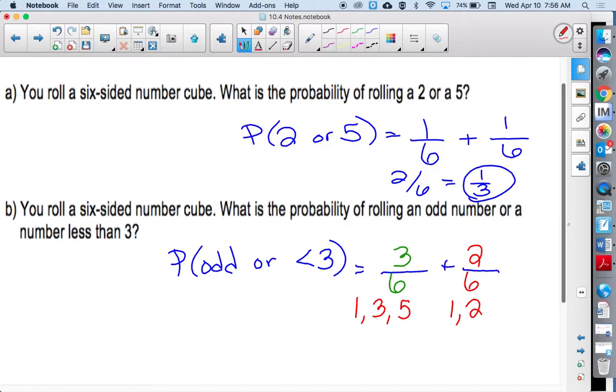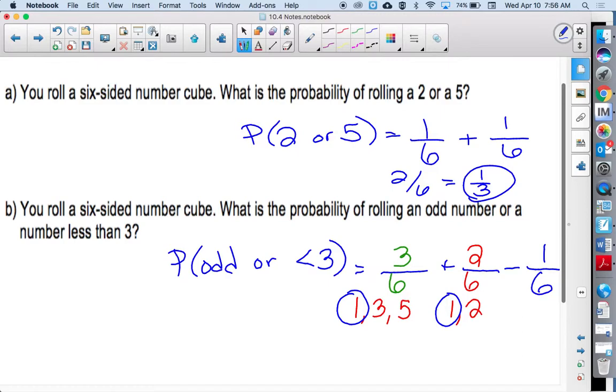Julian? The 1. So this event has an overlapping piece. And the overlapping piece is the part that they have in common. They both have a 1 in common. So we are going to subtract that one value that they have in common, because the number 1 is the piece that they share.